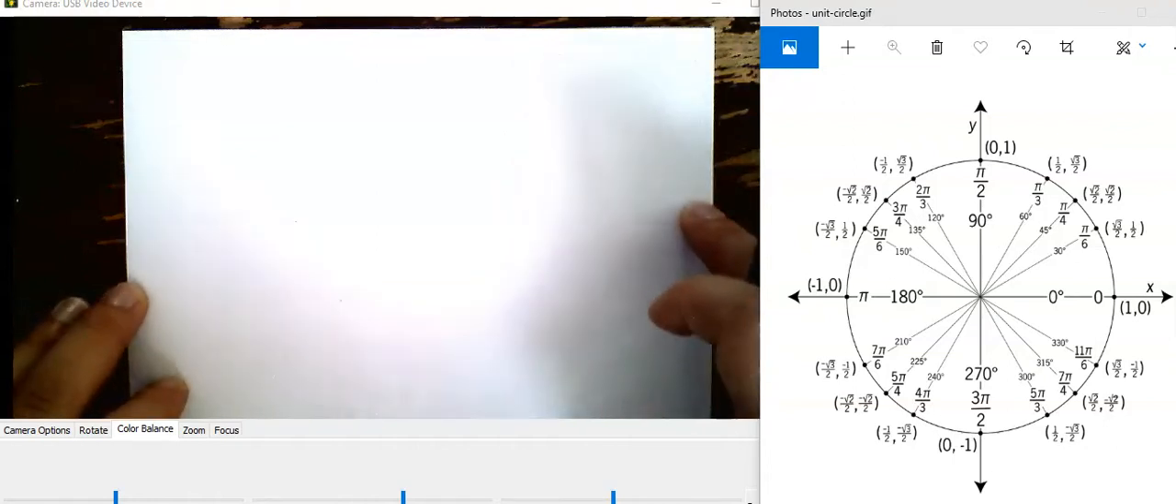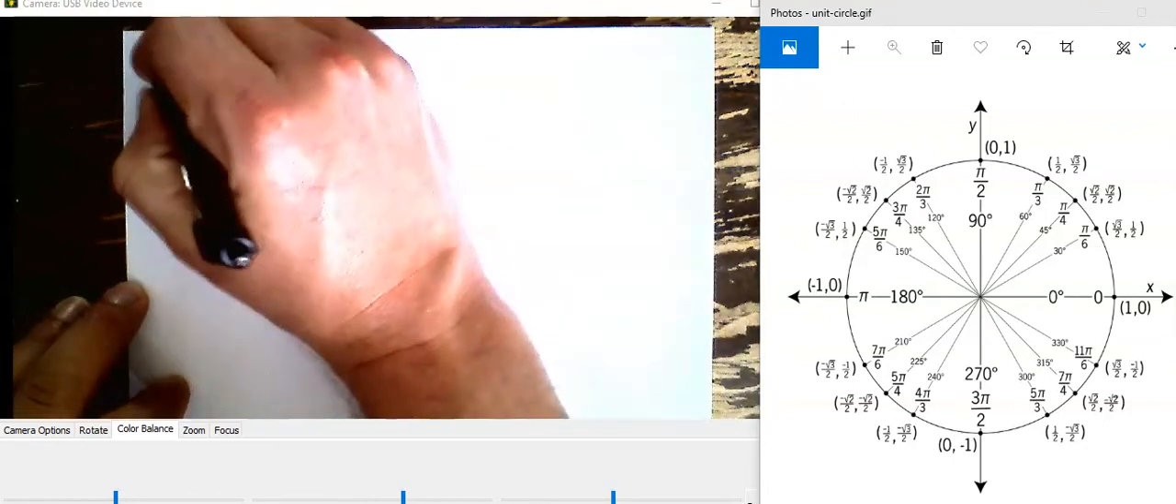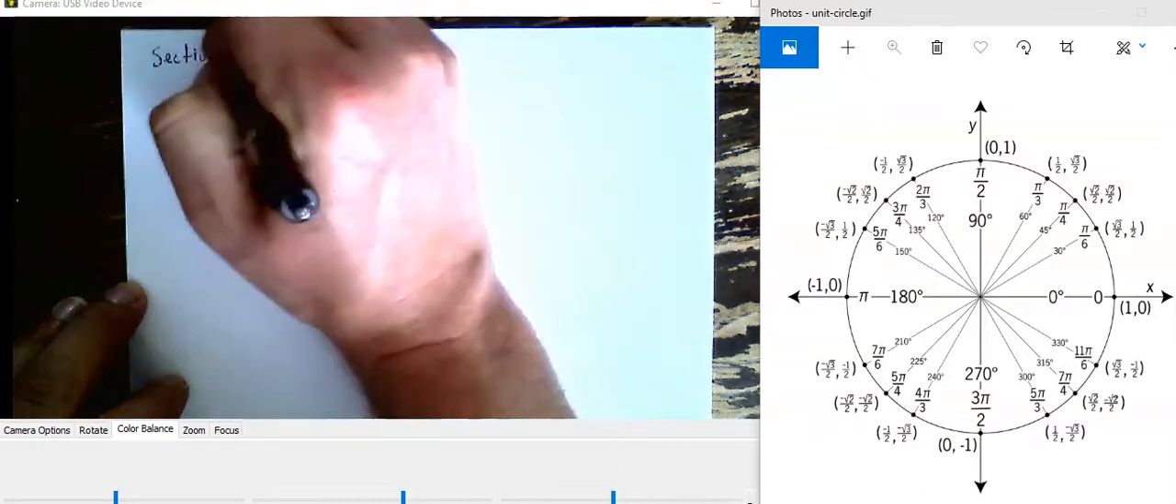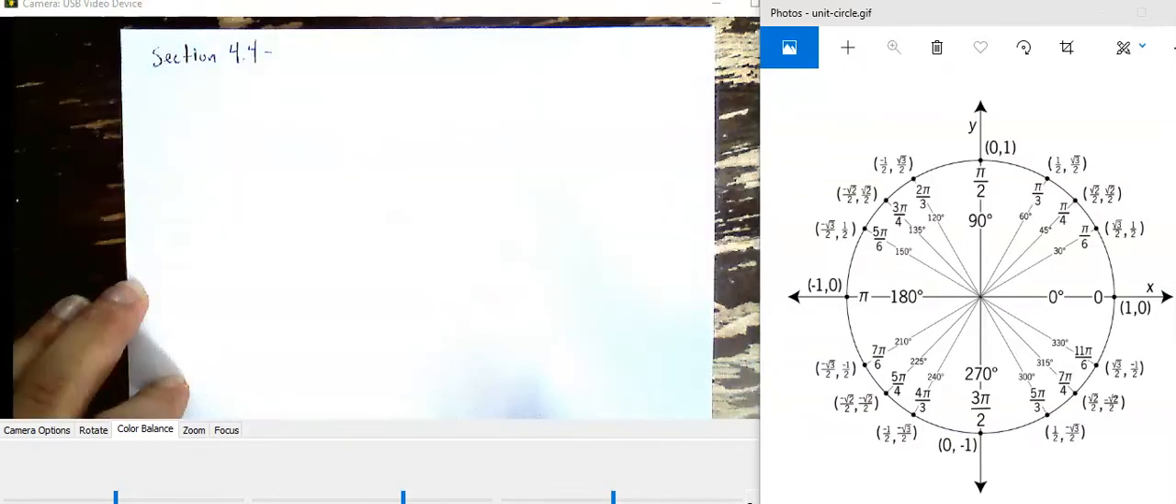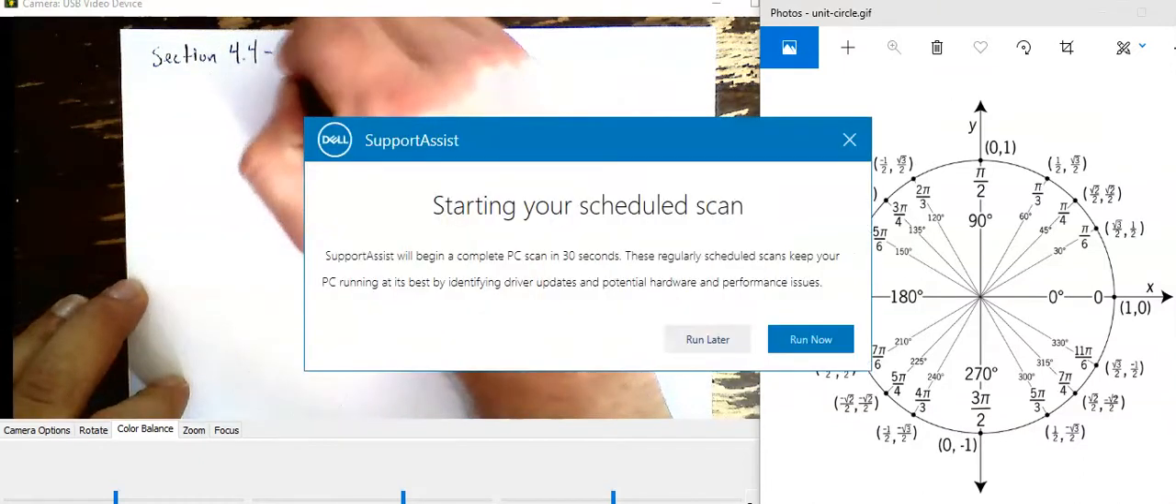Hey everybody, here we're going to be talking about section 4.4, that's other trigonometric functions.